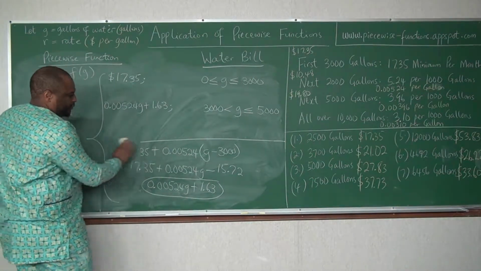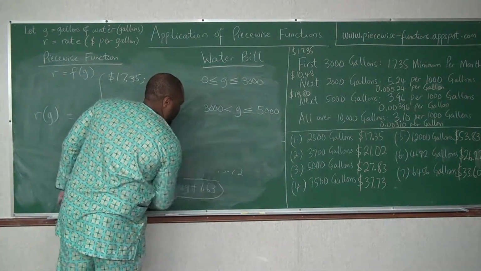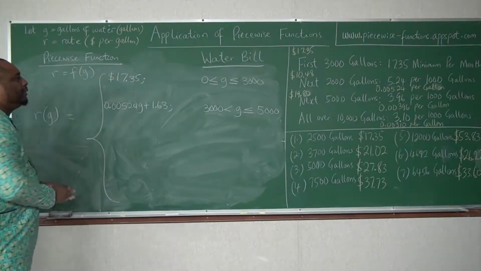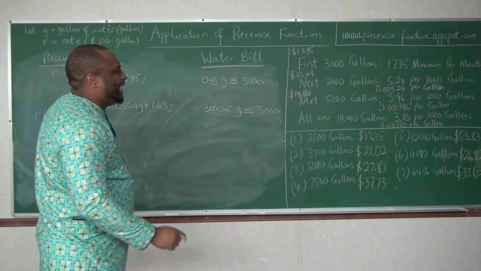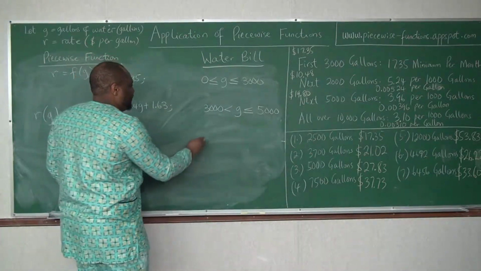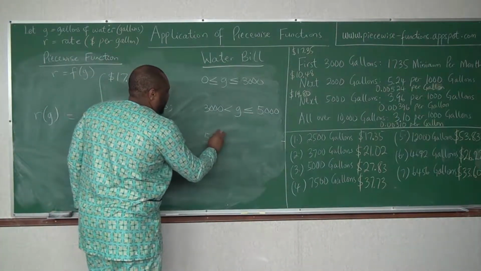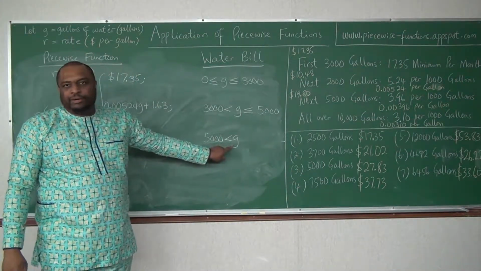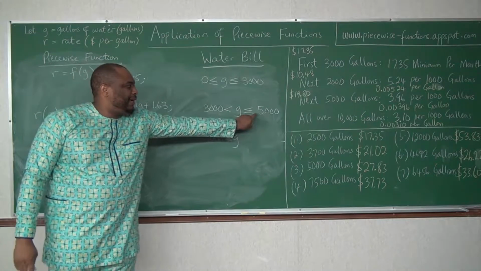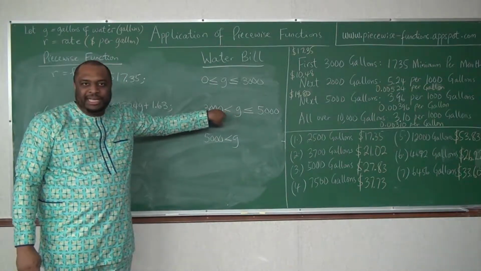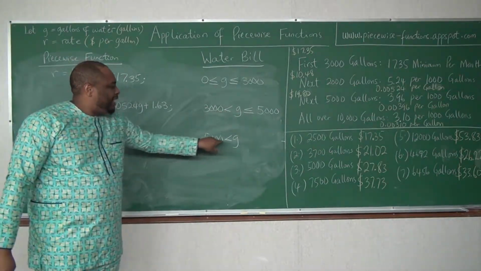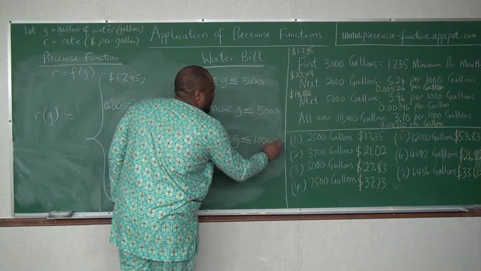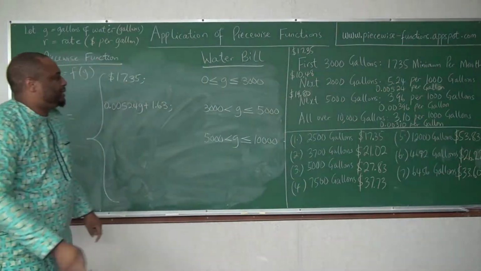So I'm going to erase this. Now, the next one is the next 5,000 gallons. So 5,000 less than G. Please don't put less than or equal to, because this 5,000 gallons is included in the previous piece. Now 5,000 less than G less than or equal to 10,000, because it's the next 5,000 gallons.